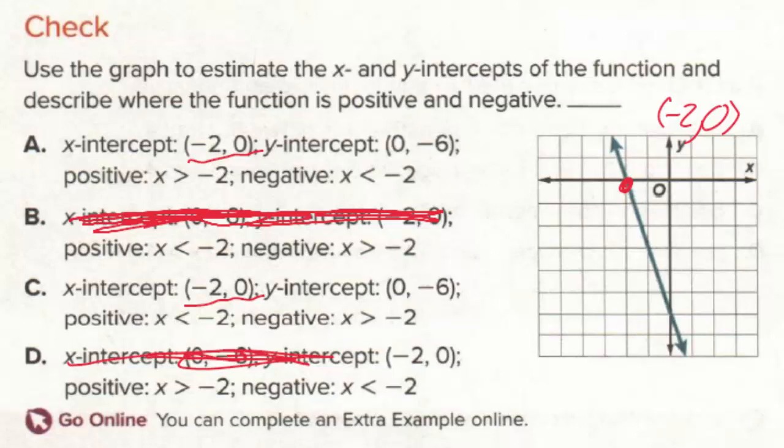Now let's look at the intercept for the y. So the y-intercept is down here, and that's at (0, -6). So the y-intercept is (0, -6). Well, unfortunately, both these options left over have a (0, -6) for the y-intercept. So what's going to be able to tell us which graph matches the letter, or the answer, is where's the graph positive, where's the graph negative.